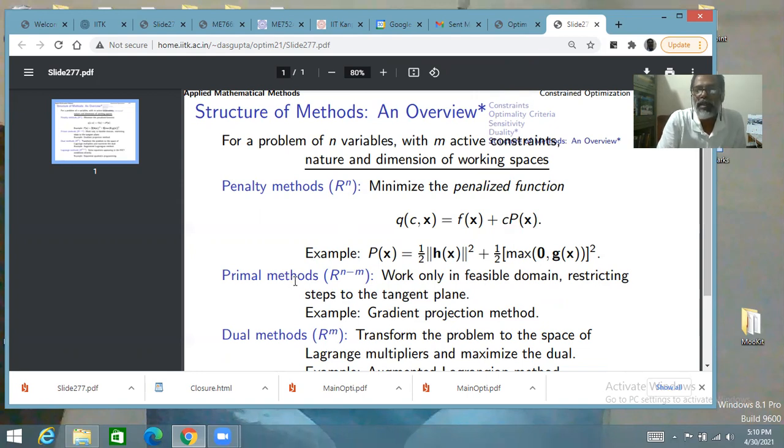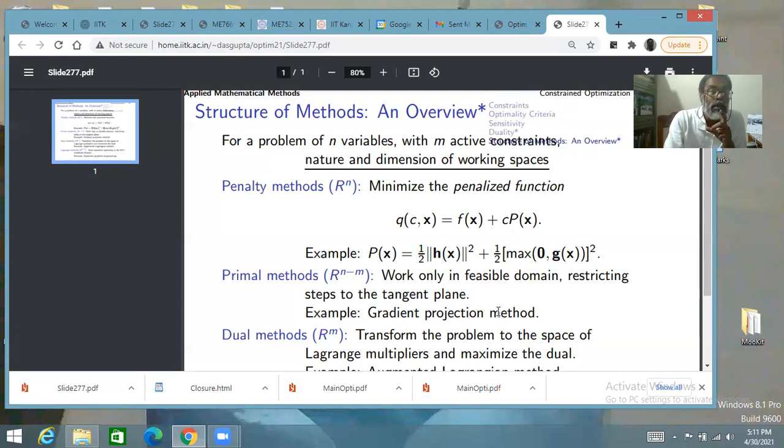This operates in the primal space. There are only feasible points and only feasible directions. Since only feasible directions, it will operate on a tangent subspace of dimension n minus m. Okay? So it works only in the feasible domain, restricting steps to the tangent plane. One example is this. There are other methods also in this class.